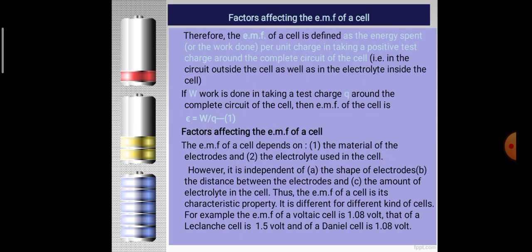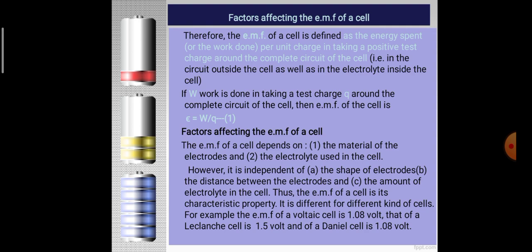Now, what are the factors affecting the EMF of a cell? The EMF of a cell is defined as the energy spent or the work done per unit charge in taking a positive test charge around the complete circuit of the cell. That is, in the circuit outside the cell as well as in the electrolyte inside the cell. If W is the work done in taking the test charge Q around the complete circuit of the cell, then EMF of the cell epsilon is W by Q. Consider this as equation 1.